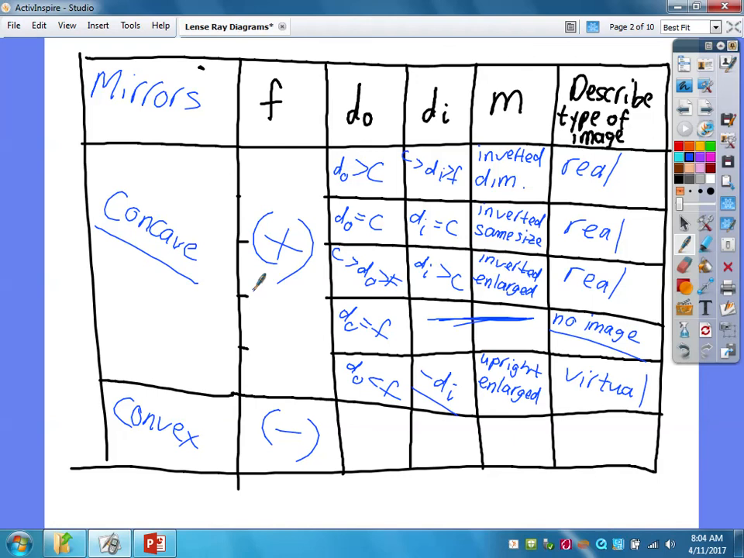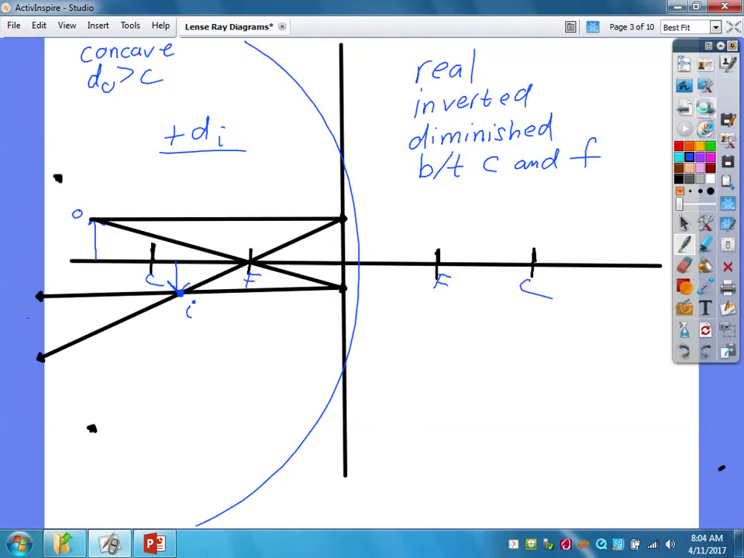Now, it turns out it doesn't matter where you place the object in front of a convex mirror. Okay? So all we just say is DO has to be greater than 0. It doesn't matter. All right? We don't care whether it shows up beyond C, at C, between C and F, at F, or less than F. It turns out we'll always get an image, so it doesn't matter. There are no exceptions to this. So there's only one situation for convex that we have to understand, one way to draw it.